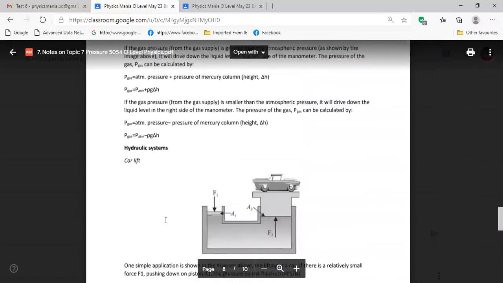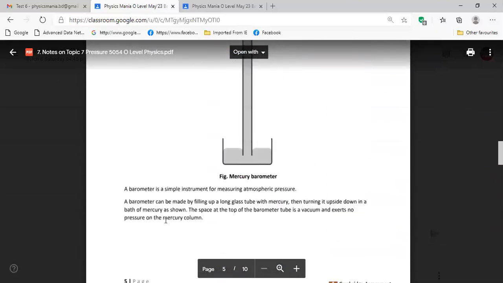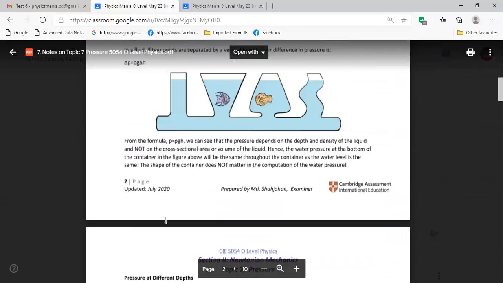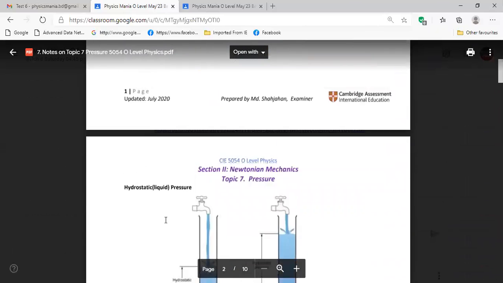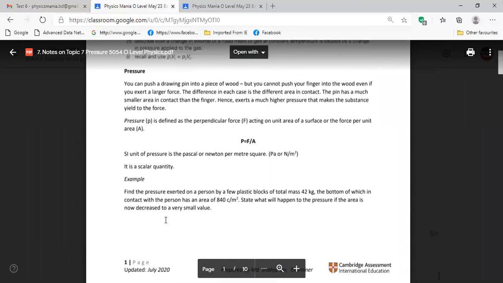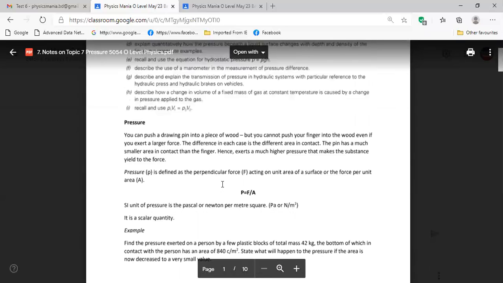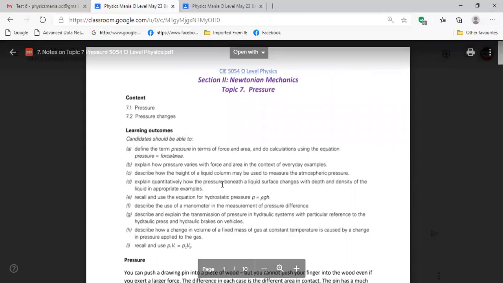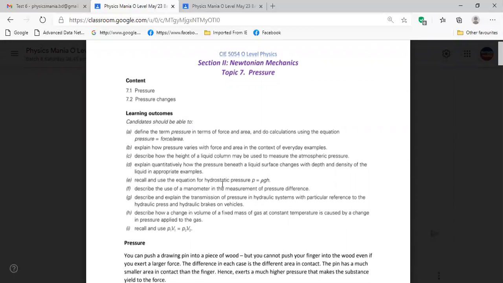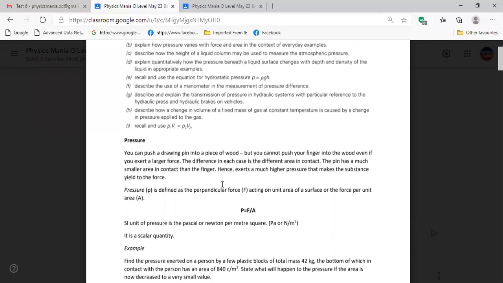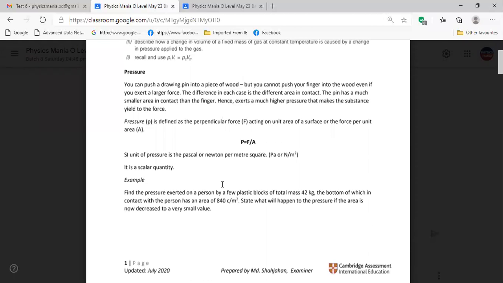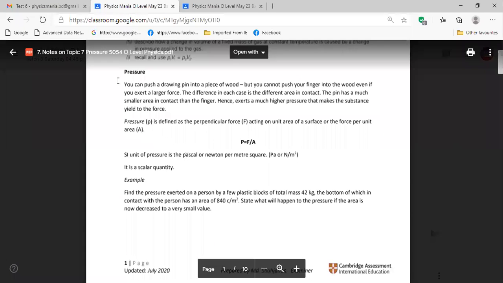So let's start the topic from the beginning. In your copy, write the topic name, topic 7, pressure, and write today's date. Now you read it, pressure.